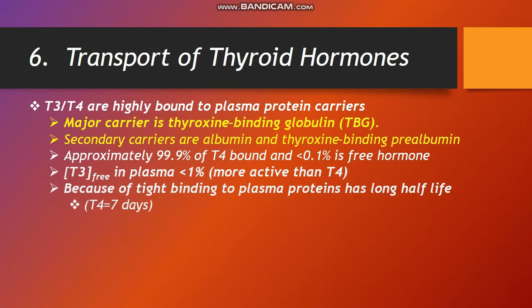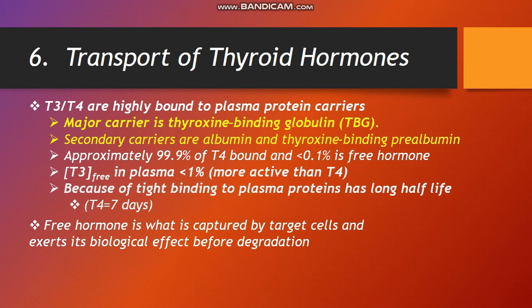Approximately 99% of T4 is bound and less than 0.1% is free hormone. T3 is free in plasma, less than 1%, and is more active than T4. And remember that T4 also, to become active, must first be metabolically changed into T3, and then it will perform its function. Because of the tight binding to plasma protein, T4 has a long half-life, 7 days. Free hormone is what is captured by the target cells and exerts its biological effect before degradation.